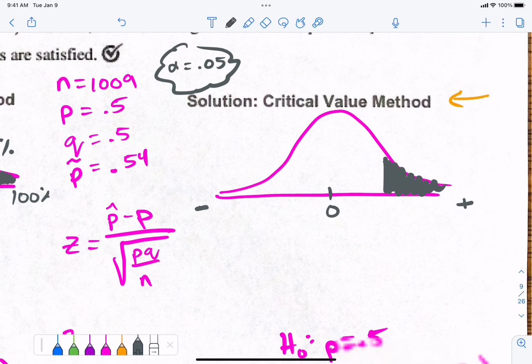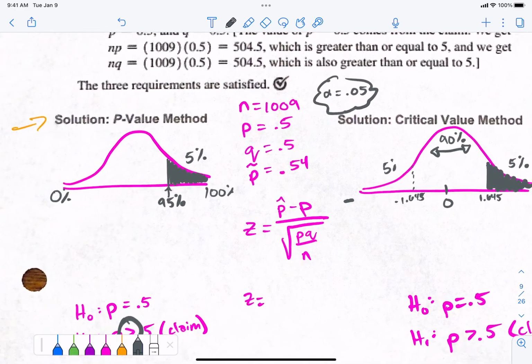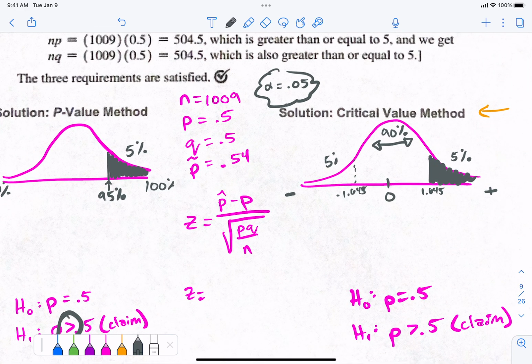We've got to figure this out. If we have 5% living here, and an imaginary 5% living here, what percentage is in the middle? 90. What is the z value on your positive chart that corresponds to 90? I think it's 1.645. 1.96 is 95. So 1.645 goes here, and this one would be negative 1.645. Do you see the difference in labeling your bell curves, P-value method versus critical value method? Got it?